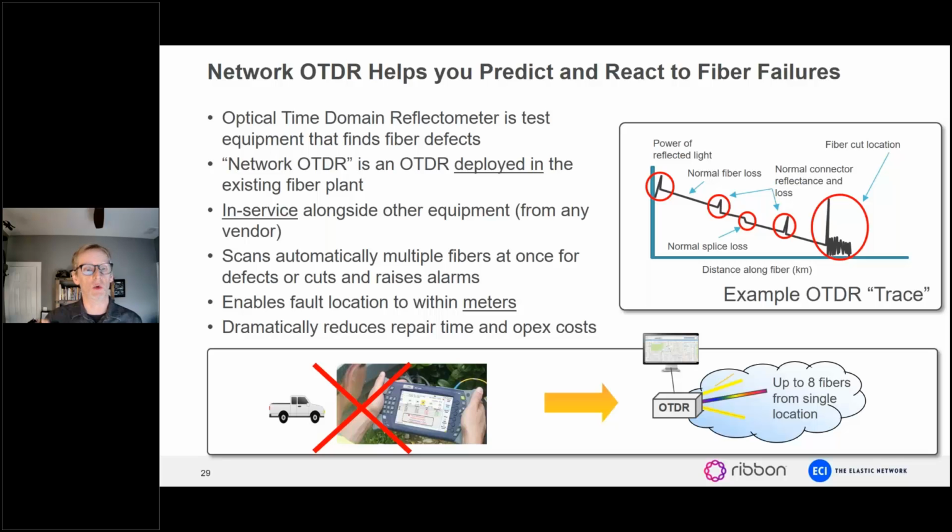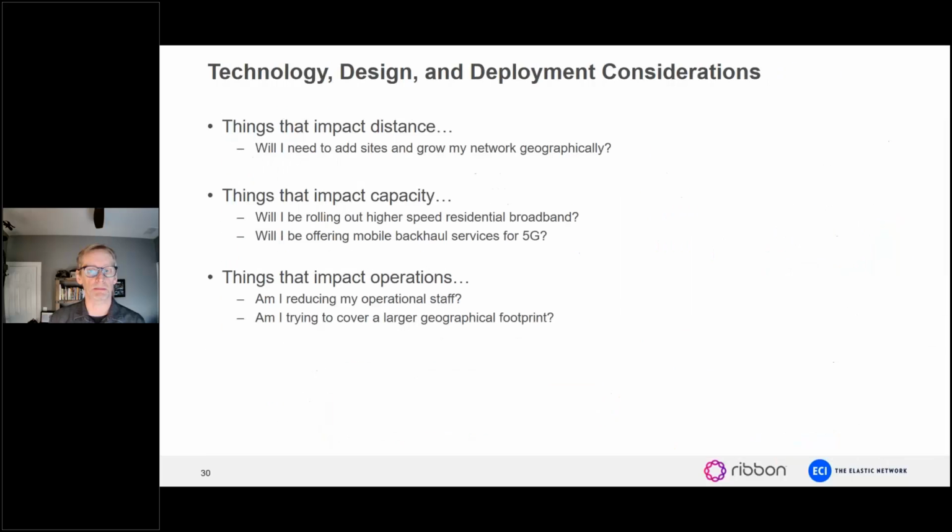It'll tell you where it's been cut to within meters, and so it dramatically reduces the repair time, dramatically reduces your OpEx cost, and actually even allows you to anticipate failures because you can see things degrade over time. So this is a very powerful function for people who are building a larger network than they've had before, and their operational staff is small. Very cost effective, and you get a great payback in a hurry with this kind of solution.